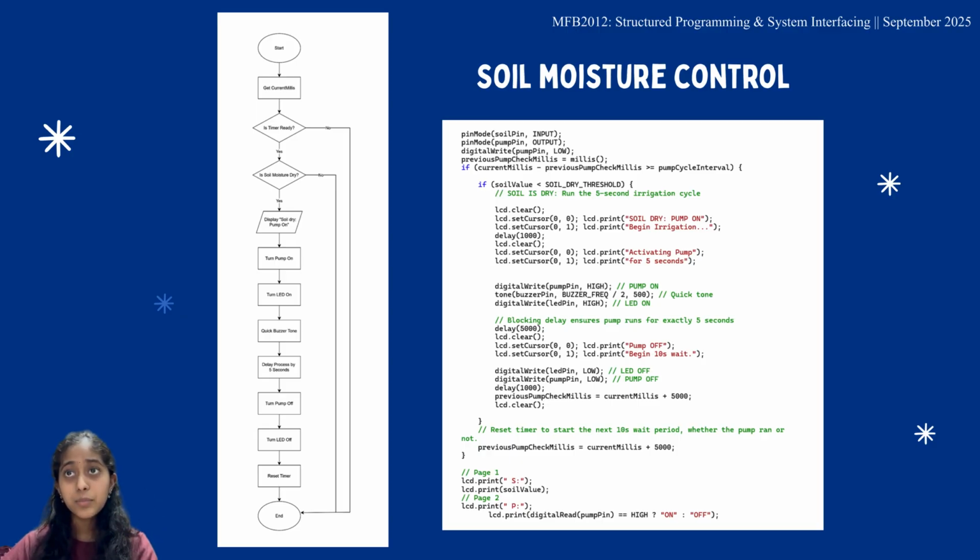digitalWrite LED pin high means the LED light will be turned on. And then we have a delay of 5000 milliseconds, which means 5 seconds. This delay basically means that the pump will be running for 5 whole seconds. After that, the LCD will be cleared, and the cursor set back to 0,0, it would write that the pump is off after the 5 seconds. And then at 0,1, begin the 10-second wait. So the pump would be running for 5 seconds, and then it would wait for 10 seconds.